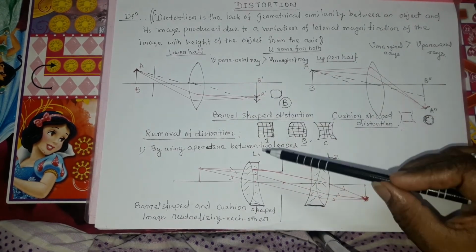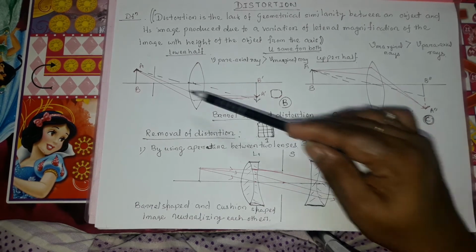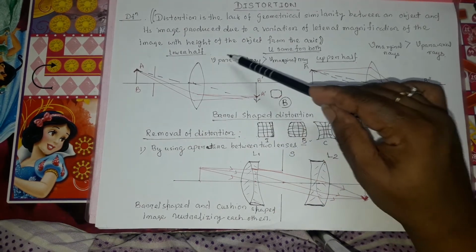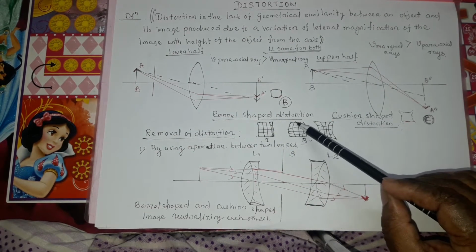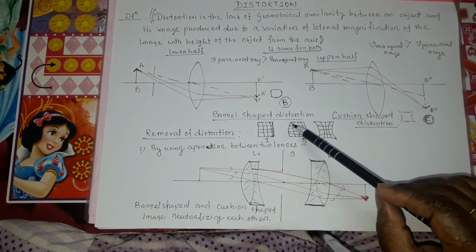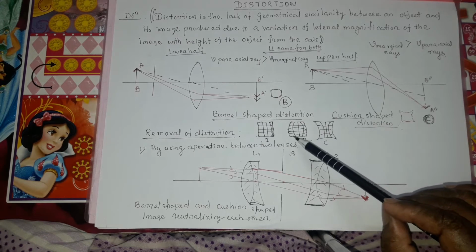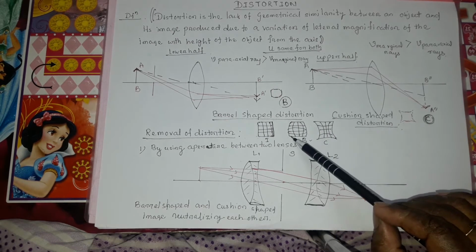And here, if I put a wire mesh in place of the object, in this case of distortion, the corner of the object is drawn inward. The corner of the object is drawn inward. So this is a barrel shaped distortion.